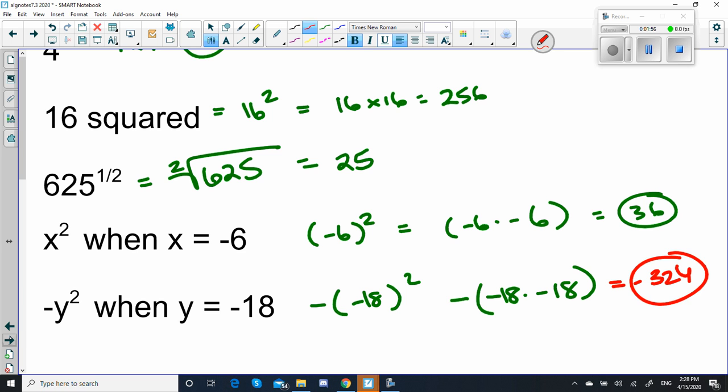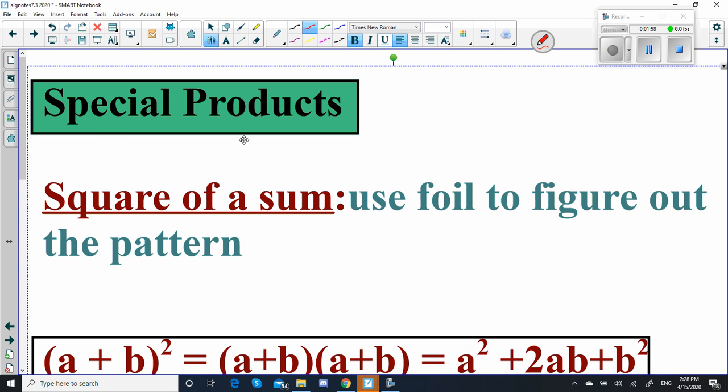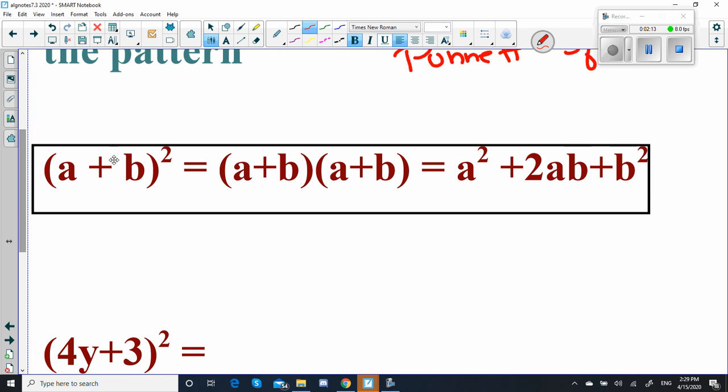All right, so here we go. Here's the new stuff. This is called special products. It is the same as 7.2. We're still doing FOIL. You can also use the Punnett square if you like that better. That's totally fine to figure out your pattern. So go ahead and press pause and write this first one down.